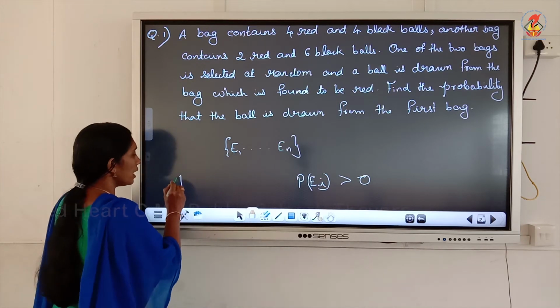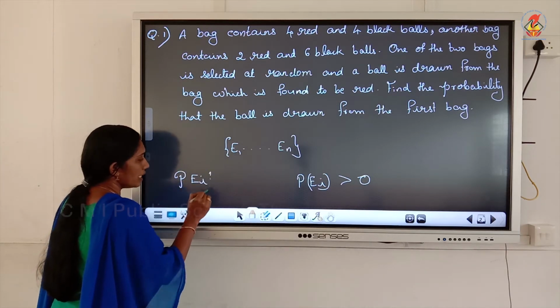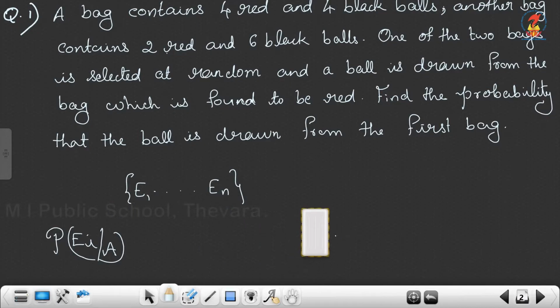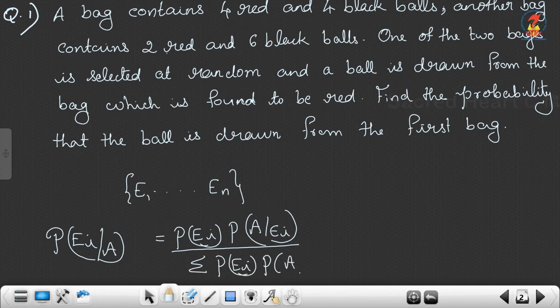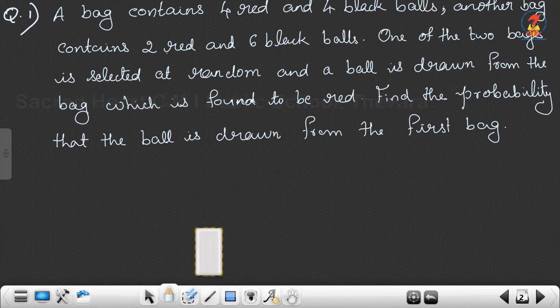Then how to calculate P of Ei given A? The probability of Ei given A is equal to P of Ei into P of A given Ei, divided by sigma P of Ei into P of A given Ei. Here we can write i is equal to 1 to n. Okay, so this is the Bayes theorem. Using that we have to do the sums.